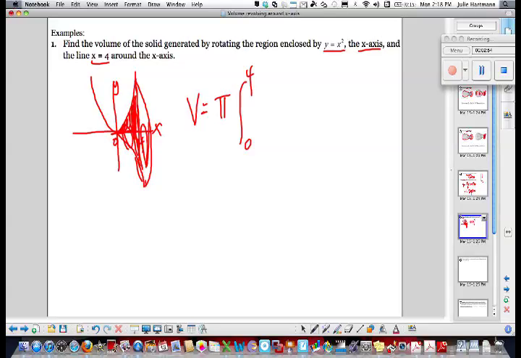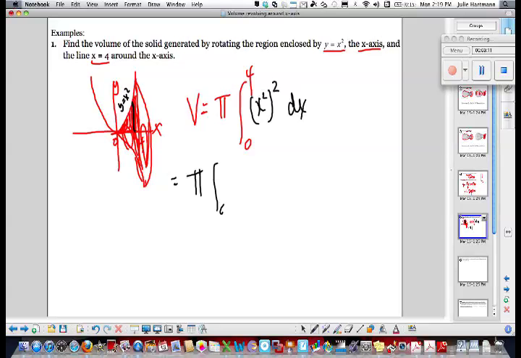Yes, I'm not very good at drawing these. Your height, which is right here, is your radius, that's y equals x squared. So we're going to take x squared, squared, and find that integral.